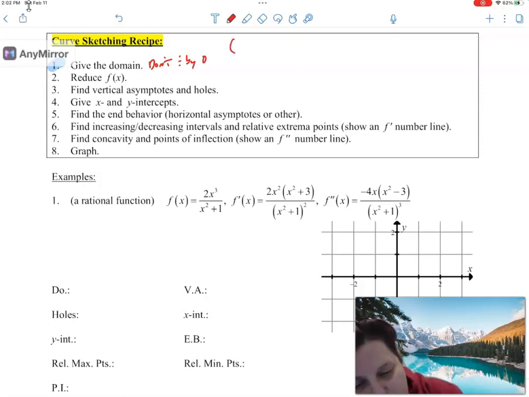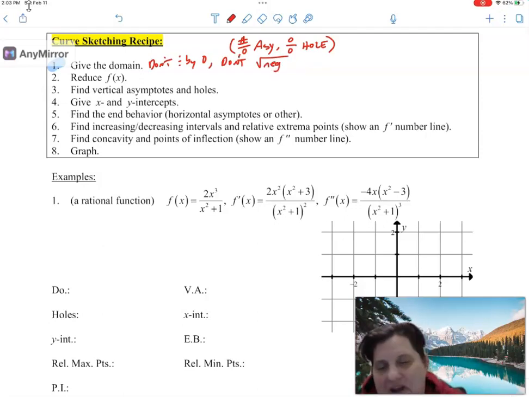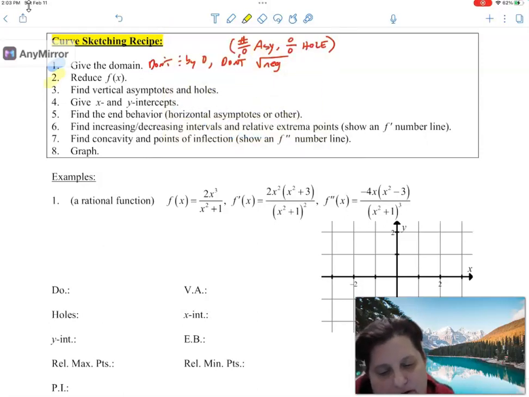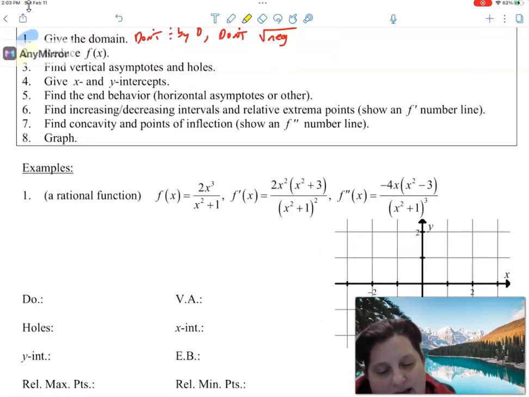And next to that, I'll just put a little bit of information. A number divided by 0 is an asymptote. 0 divided by 0 is a hole in the graph. The other thing we can't do: don't divide by 0, and don't square root negative numbers. Those are the main two things we're looking for, okay? And then you reduce it down if you need to. If you can factor and cross out, you're going to reduce it down. Then we're going to find all our asymptotes and holes.